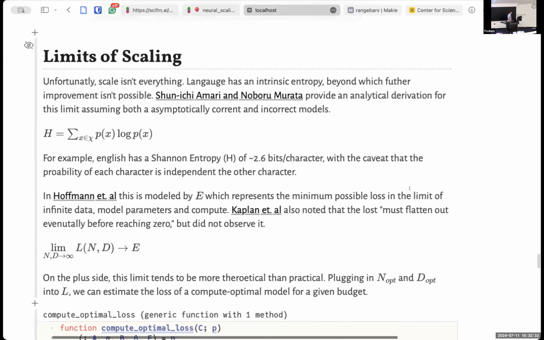Just to put a practical example to this, if we look at English, the Shannon entropy is around 2.6 bits per character. So realistically, you can't go lower than that, because you never know if someone's just going to say something completely unexpected, and then you wouldn't be able to predict it.